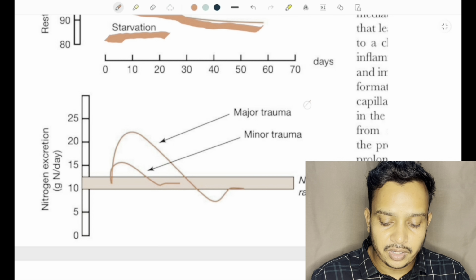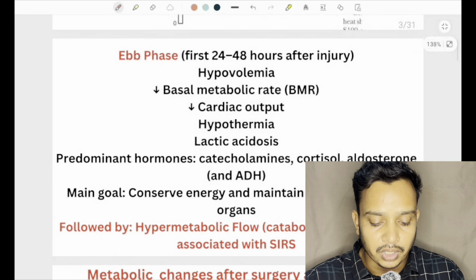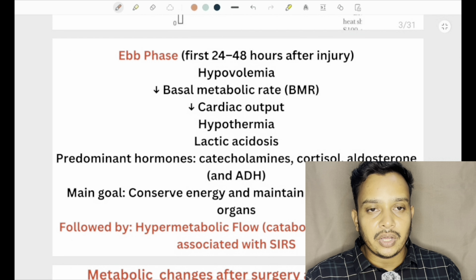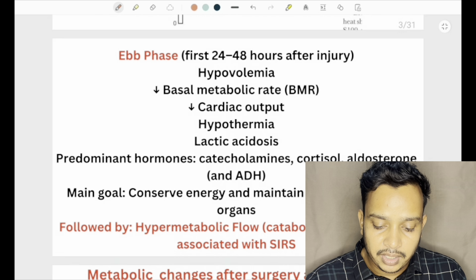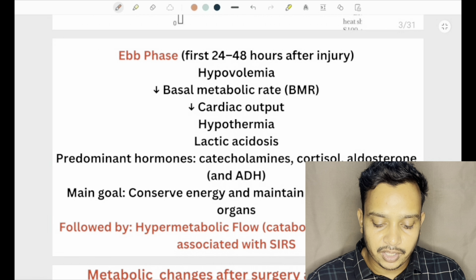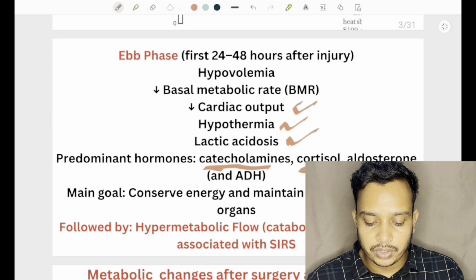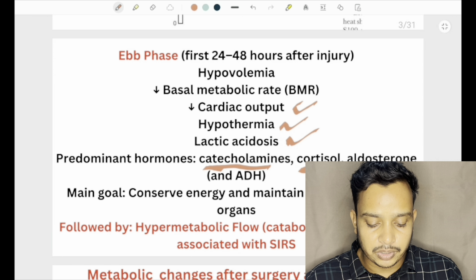So coming to our next slide, there are basically two phases in the metabolism of injury. The first phase is our ebb phase. It occurs in the first 24 to 48 hours after injury, and is characterized by hypovolemia, decreased metabolic rate, decreased cardiac output, hypothermia and lactic acidosis. This phase is driven predominantly by hormones such as catecholamines, cortisol and aldosterone. This is also known as our cocktail regimen of catecholamines, cortisol and aldosterone, and also some antidiuretic hormone.